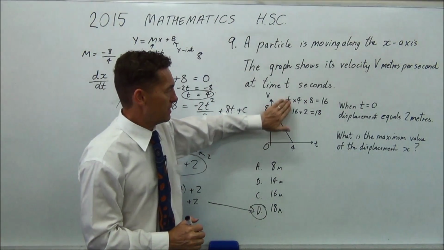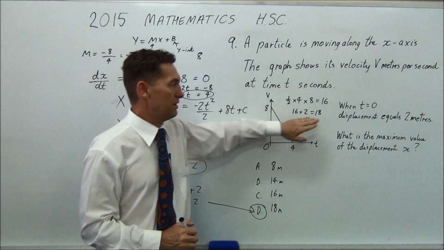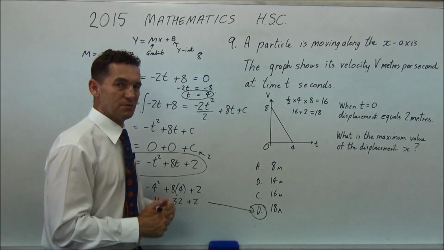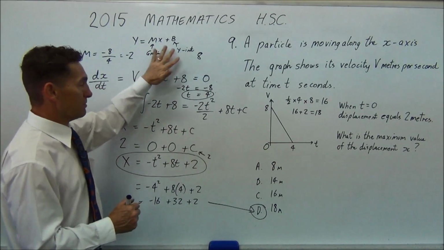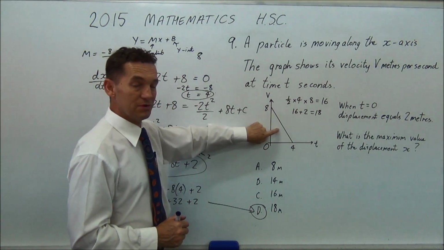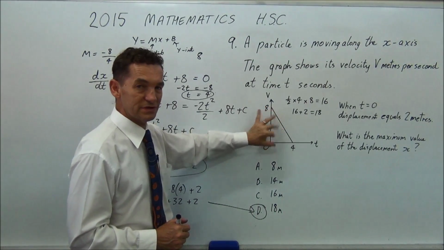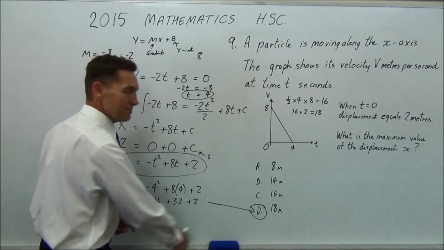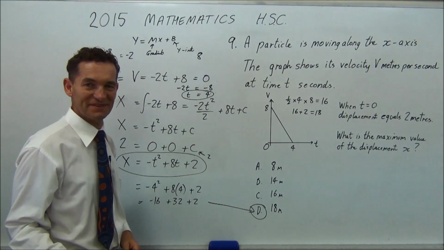Now, doing it that way, finding the area and adding the displacement, is quicker, but it requires a bit more practice and intuition. This is probably the way that you would be expected to do it, but if you keep that in mind and you practice looking at graphs enough, that's a much quicker way to get through the question. So either way, your answer is D.